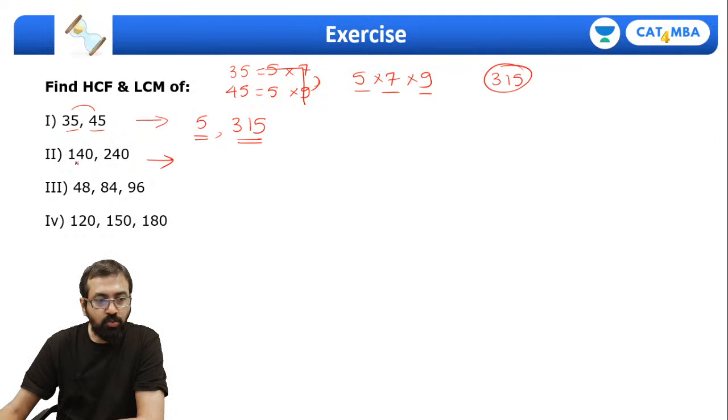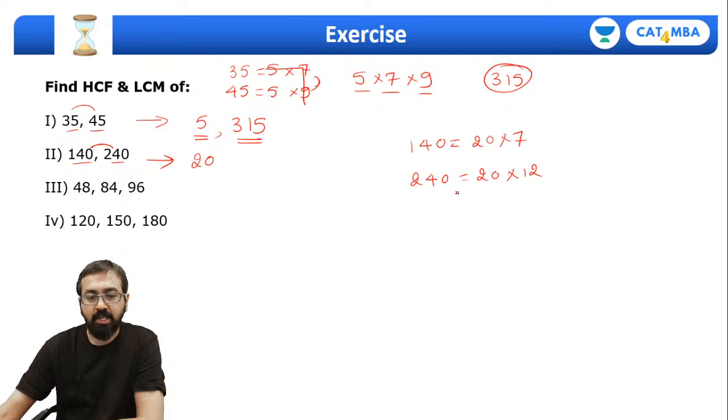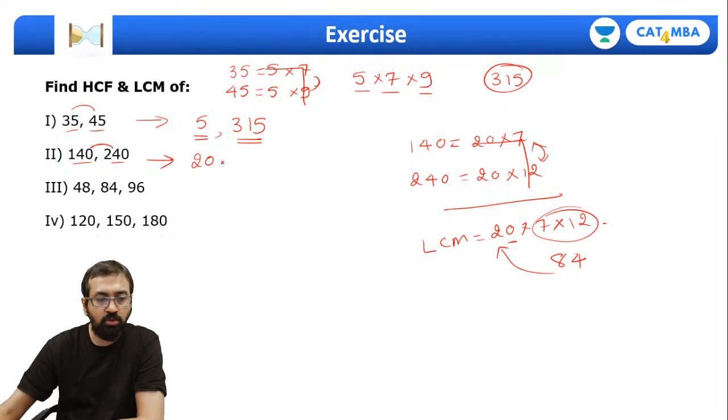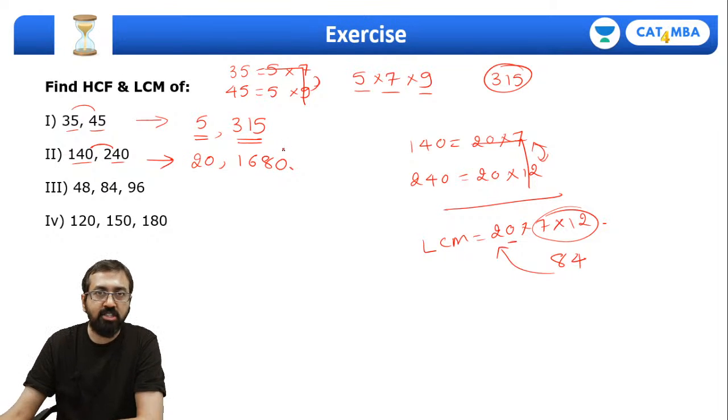Right. Now for this one, 140 and 240, you can easily make out HCF is 20. Both the numbers are divisible by 20. Even the difference is 20. Now 140 is nothing but 20 into 7, and 240 is nothing but 20 into 12. So these two are co-prime. So LCM is equal to 20 into 7 into 12. As simple as this. 12 into 7 is 84. 84 2s are 168. पीछे एक 0 लगा दो. So it will be 1680. As simple as that. Yes, guys, have you all got this answer?